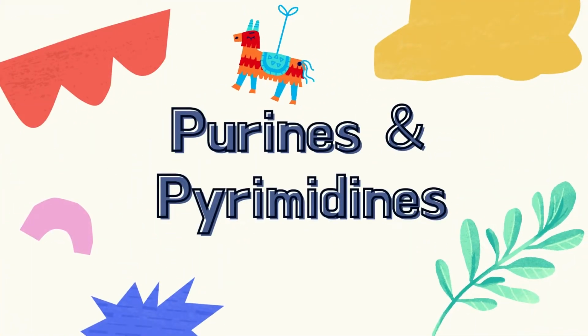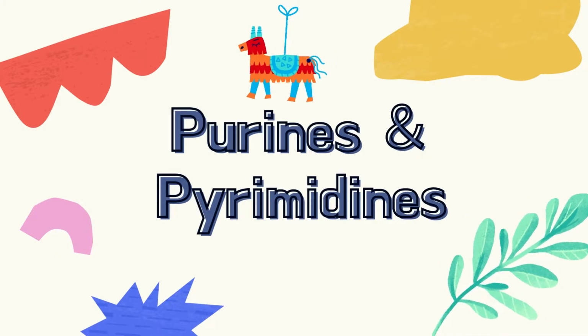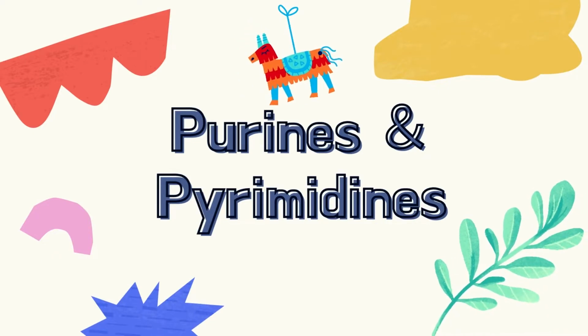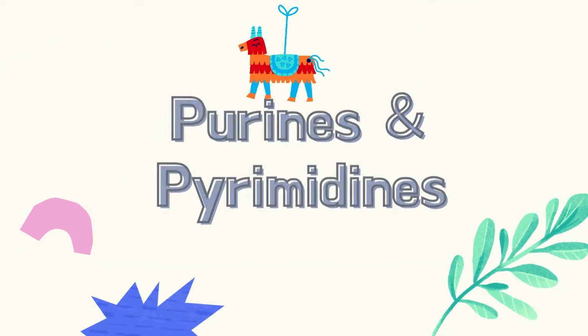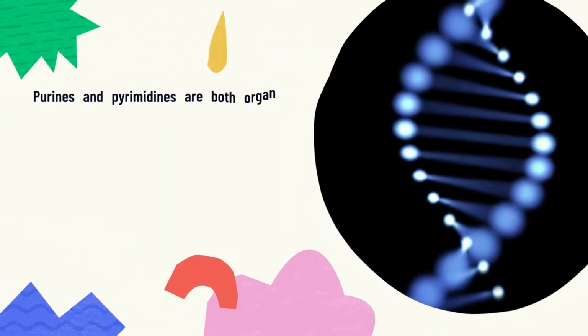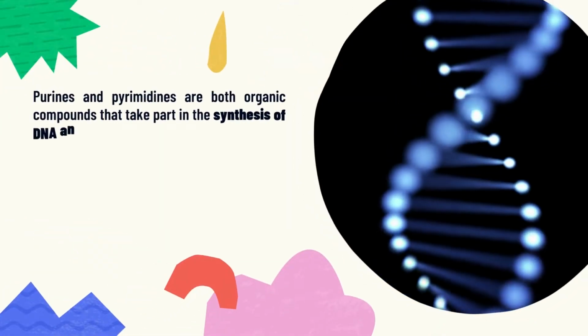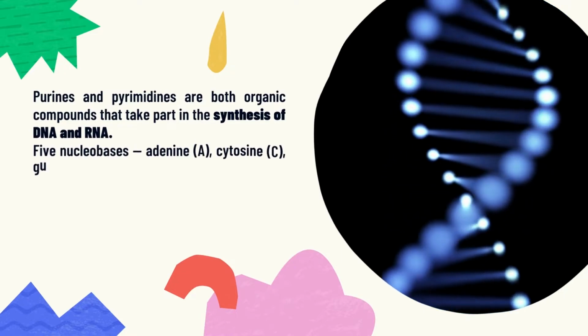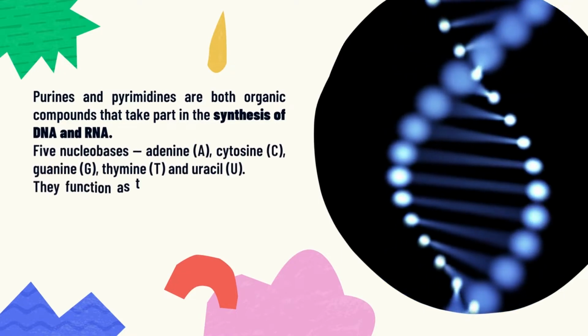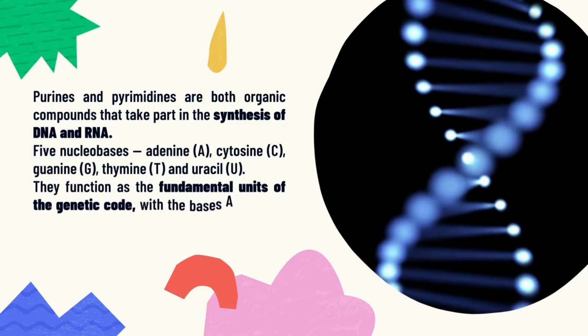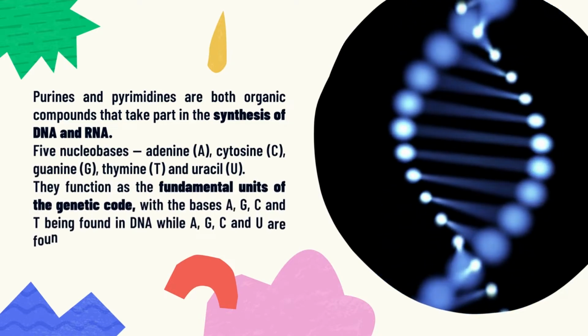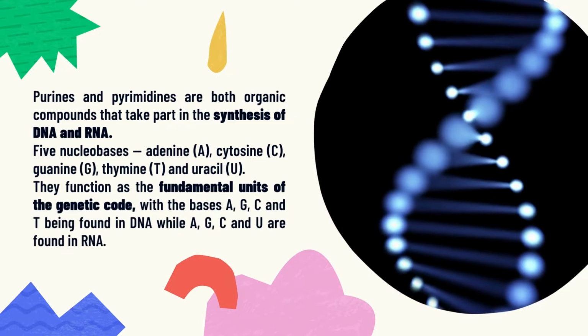We have talked about the nitrogenous bases of DNA and RNA, including the purine rings and the pyrimidine ring. Let me talk about them in more detail. Both purines and pyrimidines are organic compounds that take part in the synthesis of nucleic acids, DNA and RNA. Therefore, they are called the building blocks of this genetic material. There are two classifications of nitrogenous bases, and we will talk about them one by one.